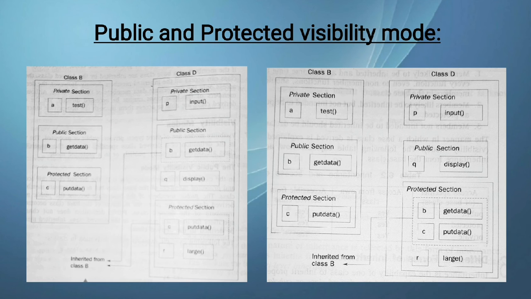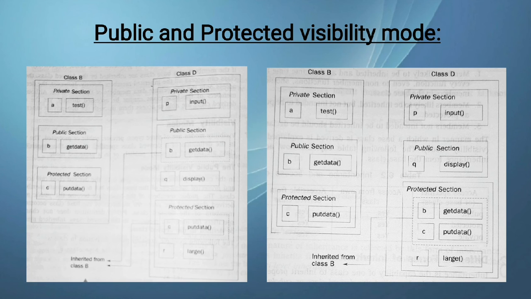Now under the protected visibility mode, if the base class is inherited as protected by the derived class, then private still cannot be inherited at all. The public members of the base class, class B, when inherited in the derived class, will change to protected. And the protected members will remain the same, staying as protected. So only the public members will change to protected under the new derived class.